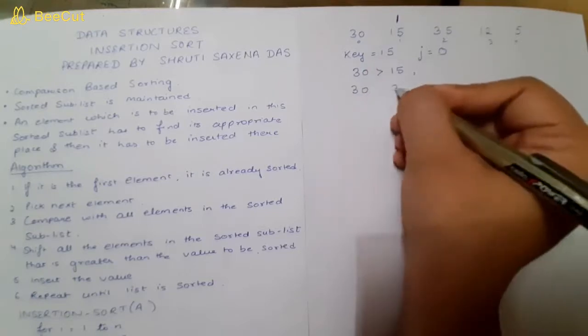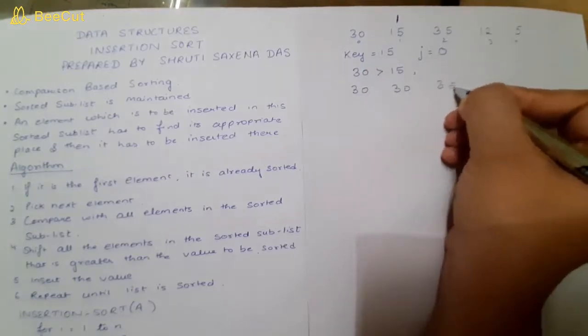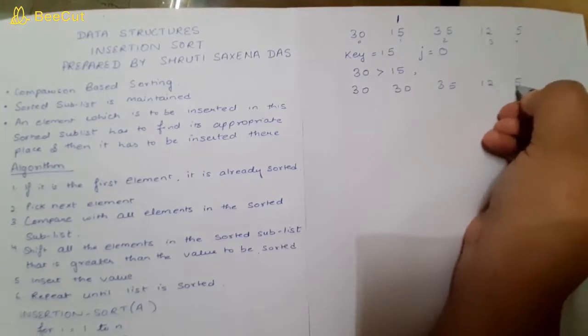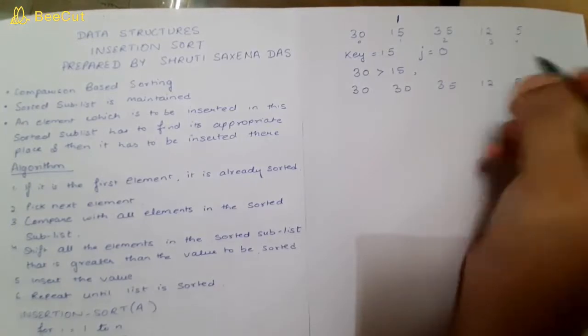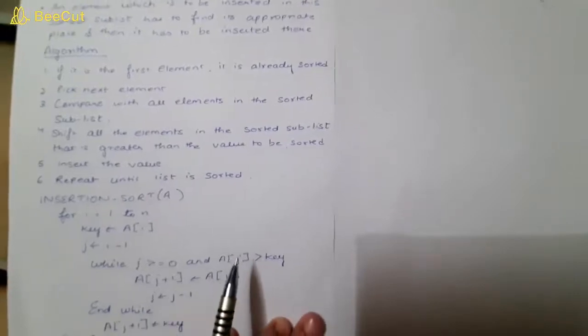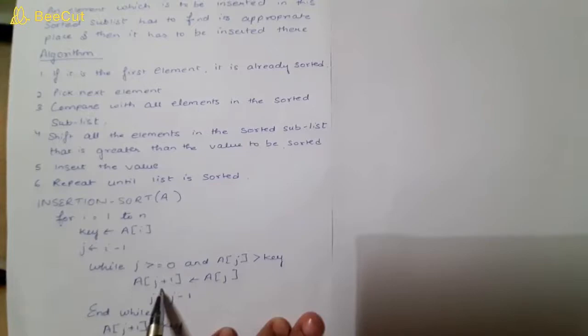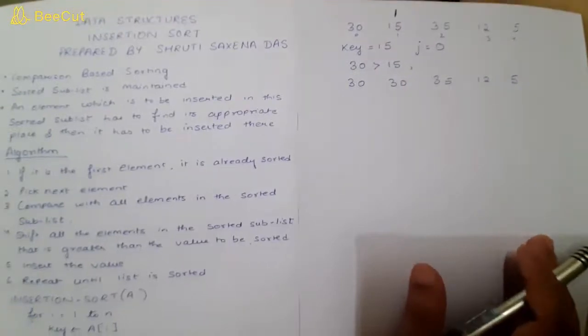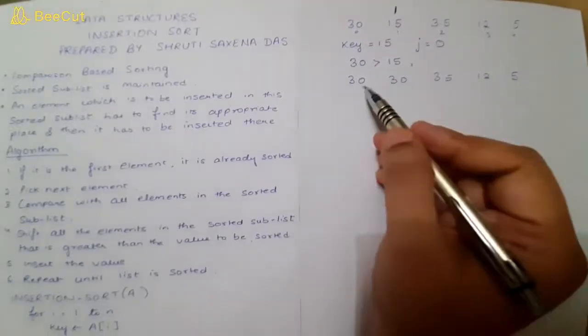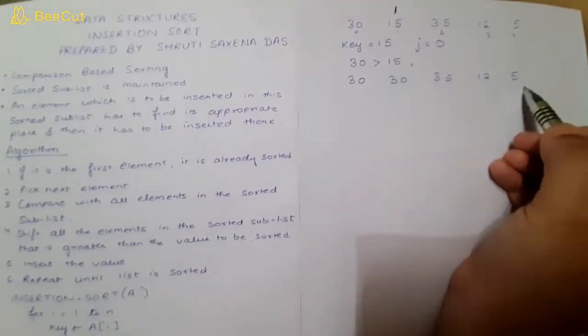Basically 30, 30, 35, 12, 5. This is happening, that at a of j plus 1, you can see it over here, that if a of j is greater than key, in that case in a of j plus 1, a of j is coming. Okay, so that is what is happening over here.